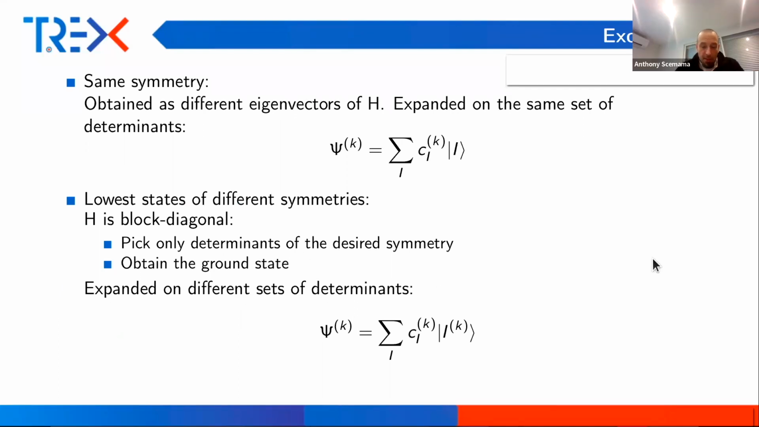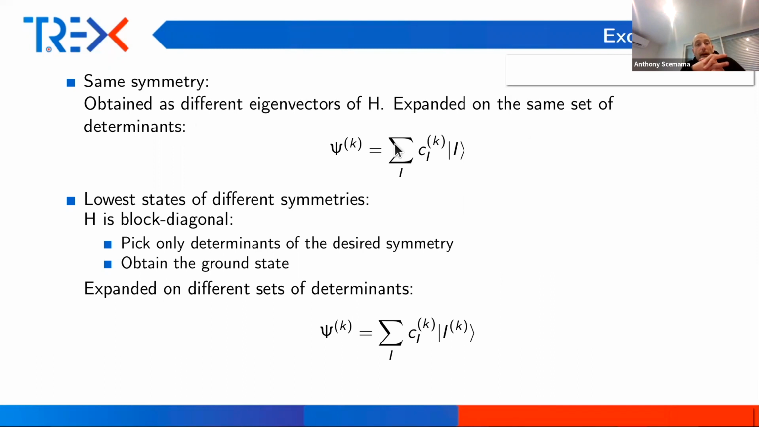So I've been speaking about diagonalizing the Hamiltonian. You can of course get the ground state, but you can also get excited states. Excited states will be the states that are not the state of lowest energy, and there are 2 different categories of excited states. The first one is excited states with the same symmetry as the ground state. These are obtained as different eigenvectors of H, and they are usually expanded on the same set of determinants.